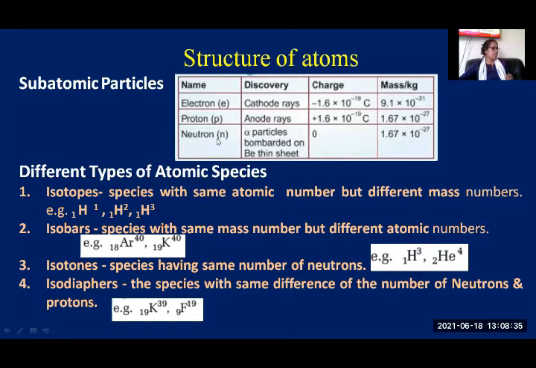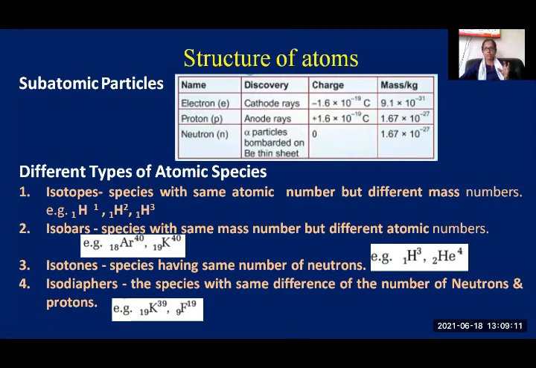Okay, and then later the neutron was discovered, by bombarding alpha particles on a thin sheet of beryllium. Based on the experiment, its charge is observed to be 0, and the mass of the neutron is observed to be 1.67 into 10 to the power minus 27 kg. Okay, so both proton and neutron have approximately the same mass.